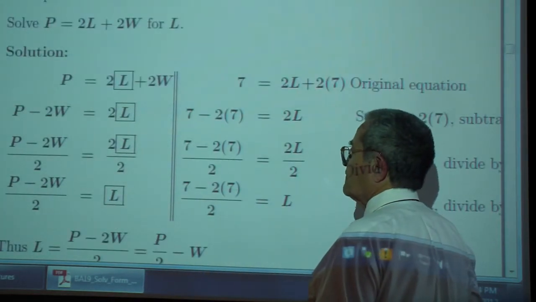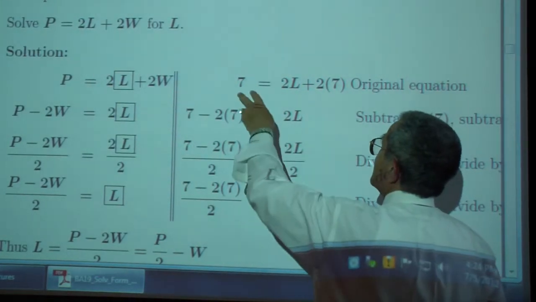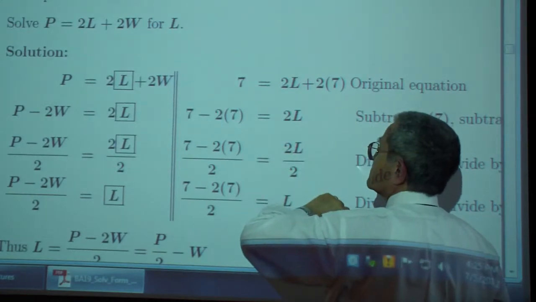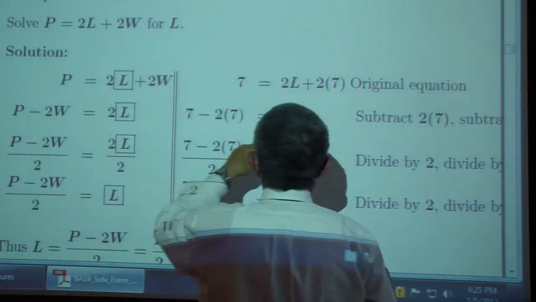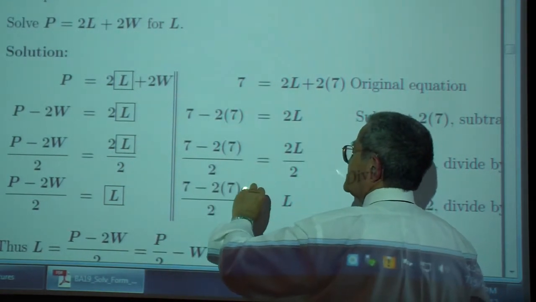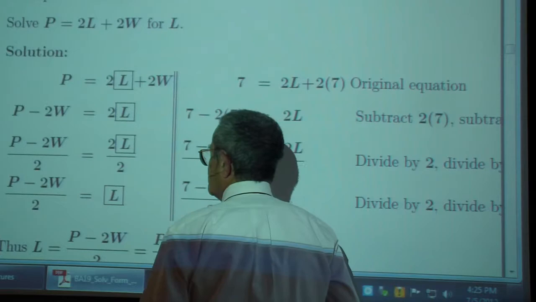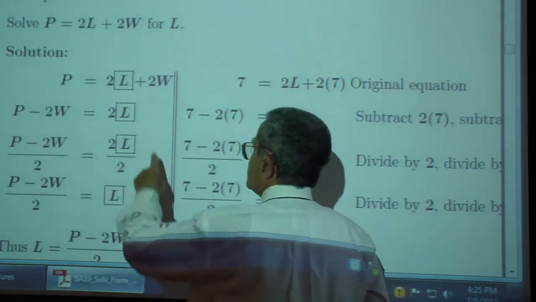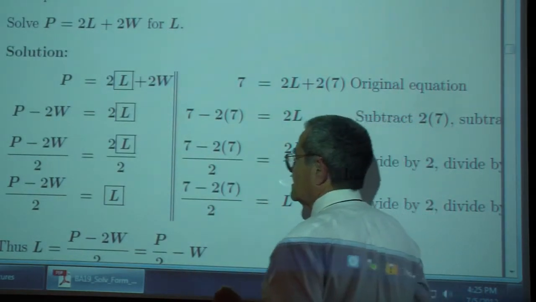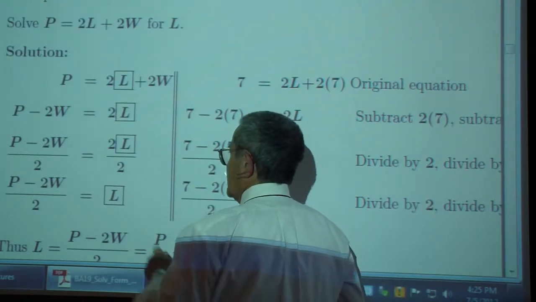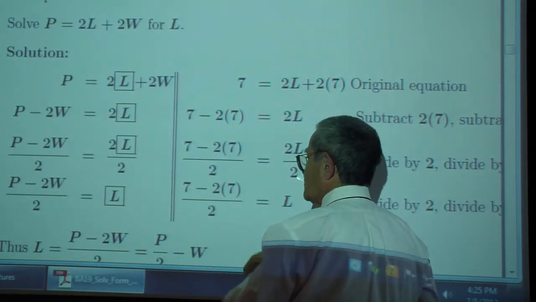Example 3, we want to solve for L again. So we have 2W, which is a constant like 2 times 7, and P is a constant like 7. I should have chosen another number here, but I didn't. So you want to subtract 2 times 7 from both sides. You want to subtract 2W from both sides. You have only L's on one side and no L's on the other side. You're down to one term. Divide by 2. 2 is not a variable. This 2 is not a variable. And you're left with L, which is P minus 2W over 2.